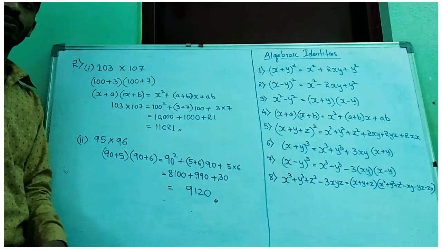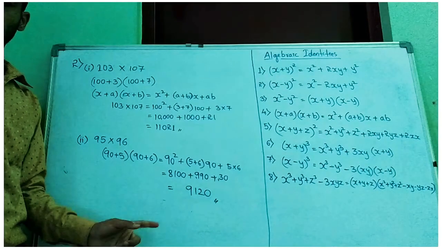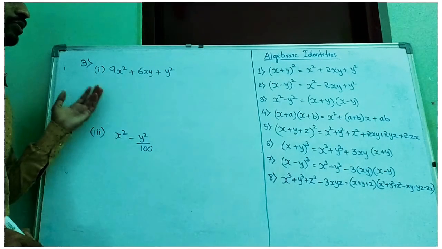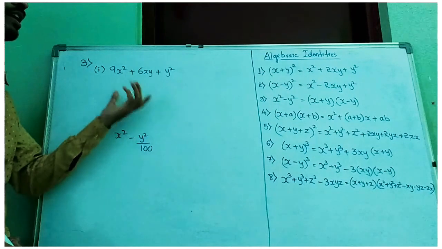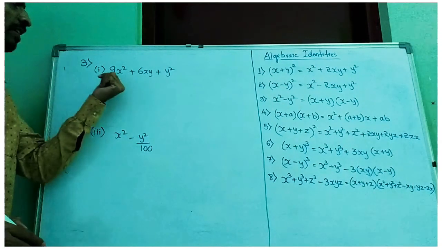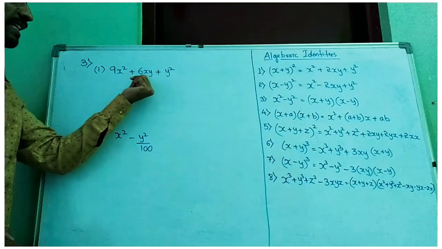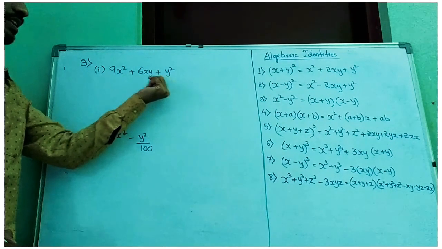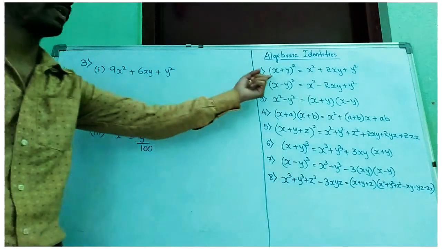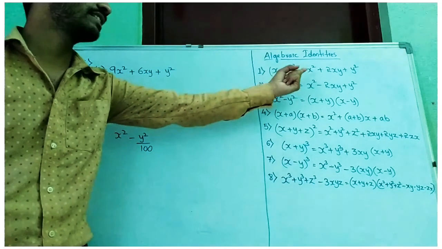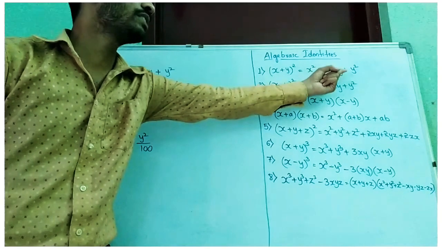Okay, so like that, we solved the other problem. Now in third main, we have to check which identity will be suitable to solve the equations. See here, 9x square plus 6xy plus y square is there. So where will we get x square and y square with a plus value? That is our first identity, x square plus 2xy plus y square.